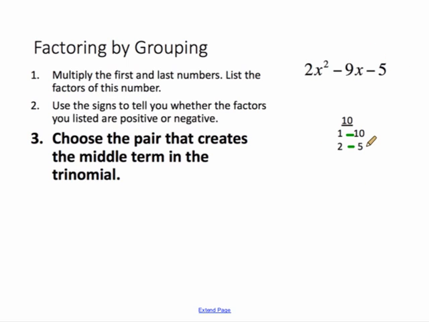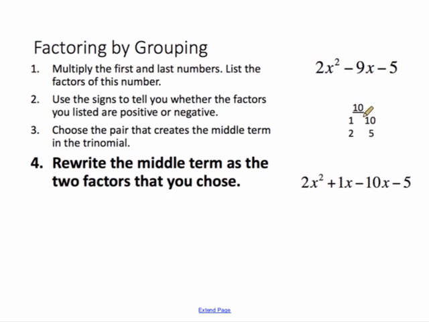Step 3, choose the pair that creates the middle term of our trinomial. The middle term, our B term, is negative 9x. So you look at your pairs of factors. Which pair is going to give you negative 9 when you combine them? 1 minus 10. That pair, that 1 minus 10, tells us how we split up our middle term.